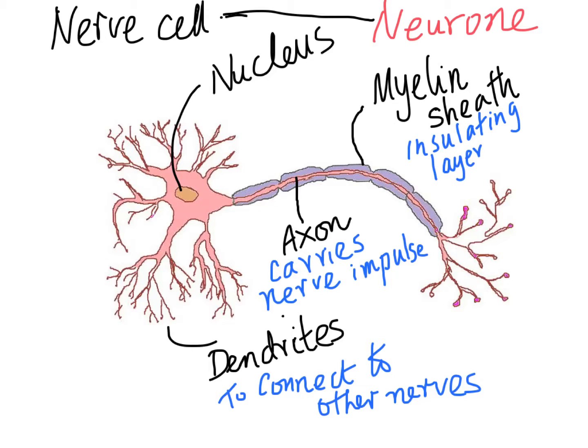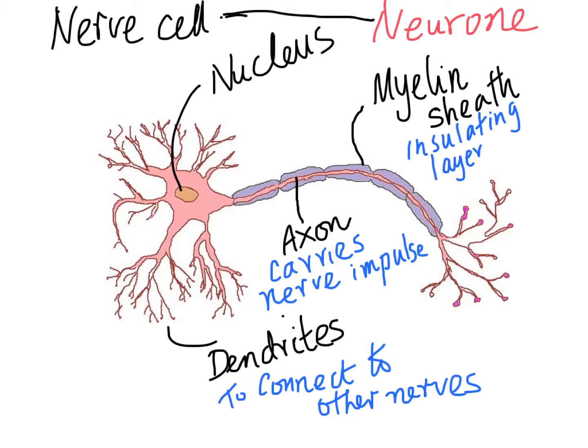Another special adaptation is that the cell itself is pretty long, as it has to connect long distances within the body. And if you can imagine the main function being to carry nerve impulses from one place to another, it helps that the cell itself is long.